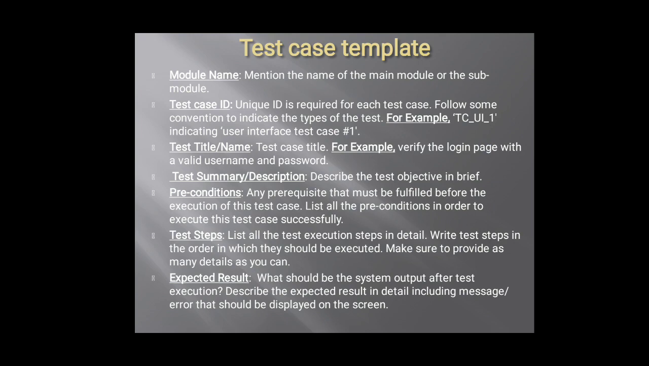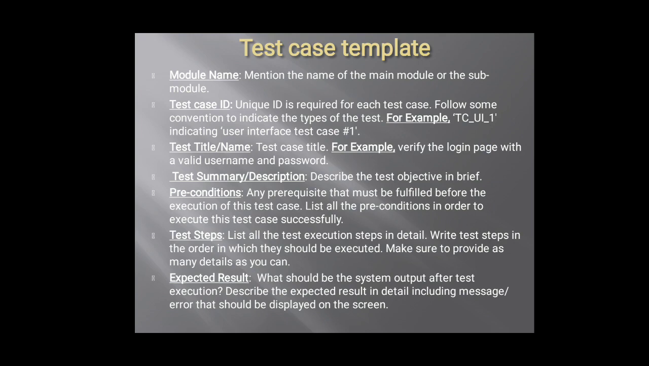Test steps. So there are certain steps of execution. List all the test execution steps in detail. Write steps in the order in which they should be executed. Make sure to provide as many details as you can. Whatever the details are for that test case should be written down, so that during execution it becomes easy to rectify the steps as well as to identify what errors can be there in that test case. Expected results.